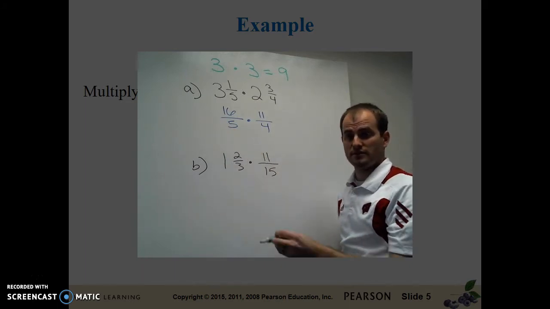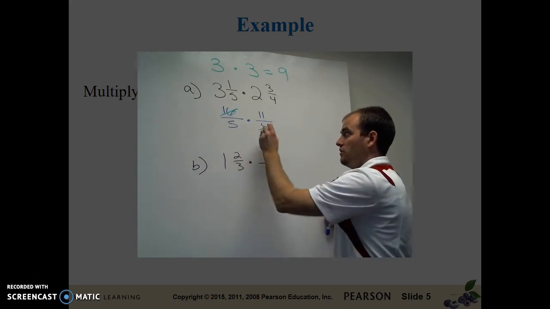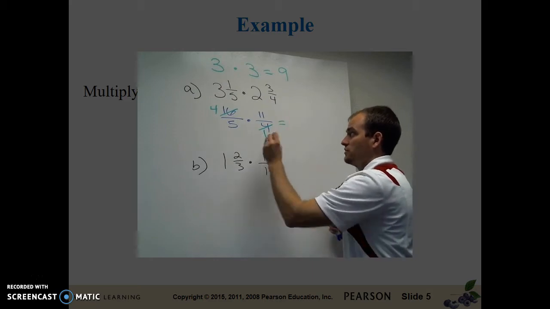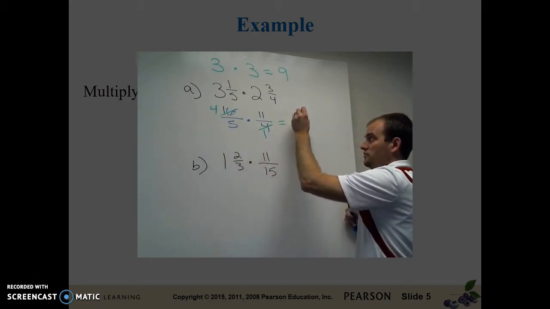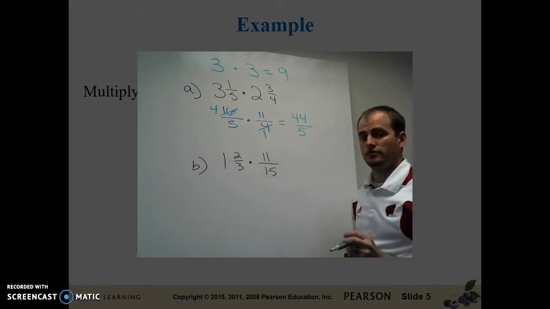Remember, it saves you a lot of time to reduce first. The 4 and 16 can be reduced. 4 goes into 4 once. 4 goes into 16 4 times. Multiply straight across. 4 times 11 is 44. And 5 times 1 is 5.